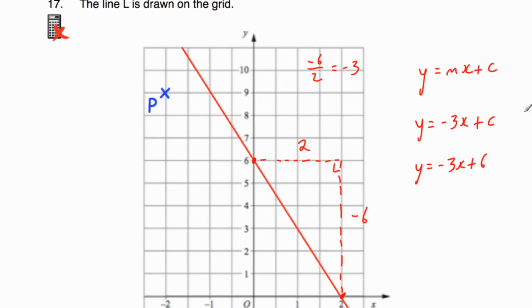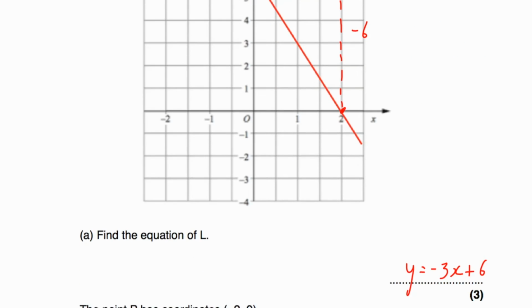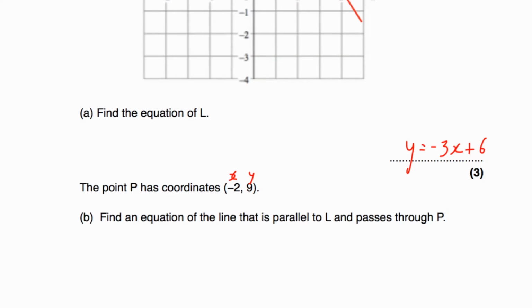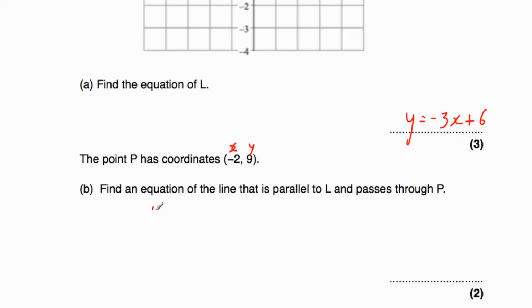But I'm going to use the substitution approach again just because it might become useful later. So we're going to call this x, that's the x coordinate, and that's the y coordinate. So we know that x is minus 2 and y is 9 at that point P. And because it passes through that point, then we can substitute those into the equation. So we're going to have the equation y equals, now it's parallel to L, so it'll have the same gradient, minus 3x plus c. We want to find where it crosses the y-axis. And let's substitute those in and see what we get.